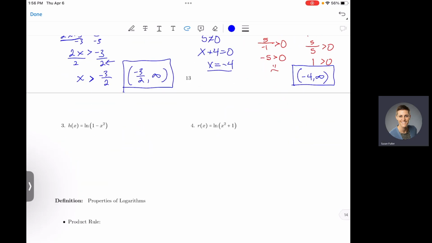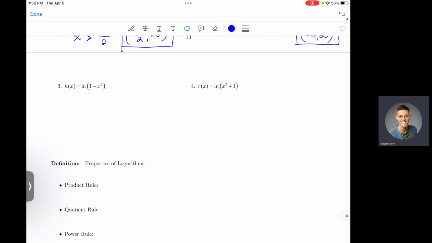Okay, let's do the next one. The h of x equals the natural log of 1 minus x squared. So ln here, this is actually a logarithm. ln means log base e of 1 minus x squared.